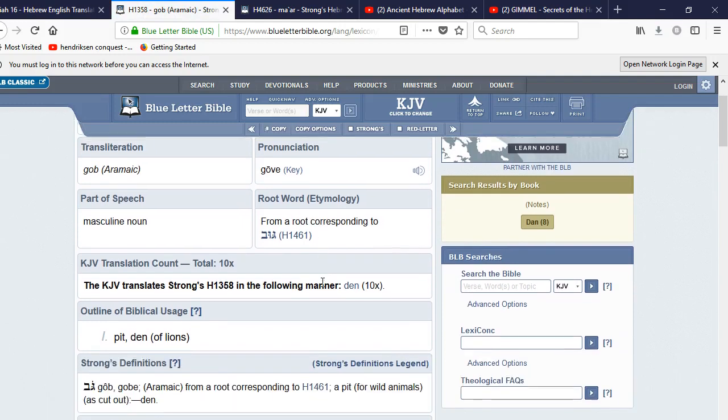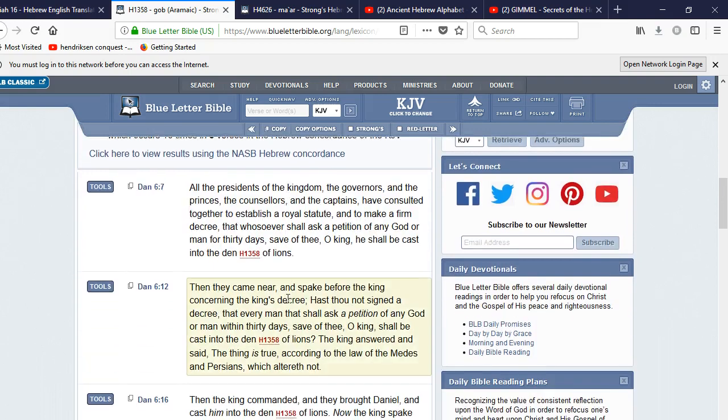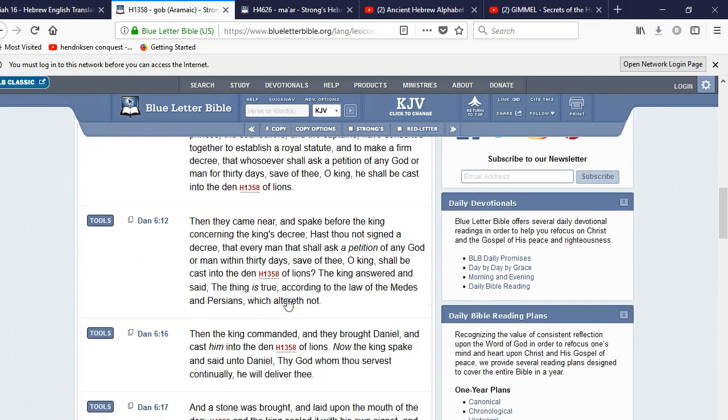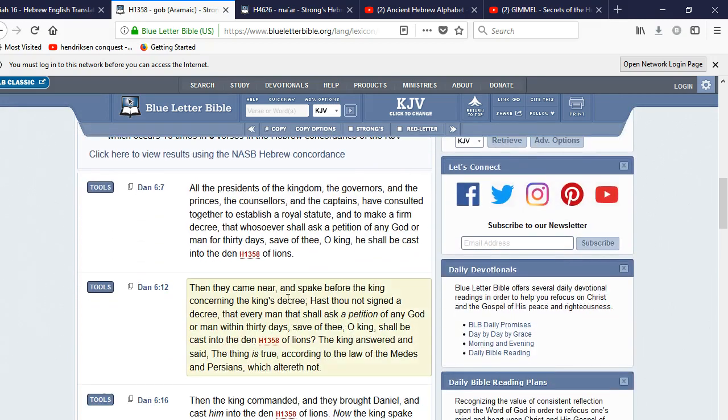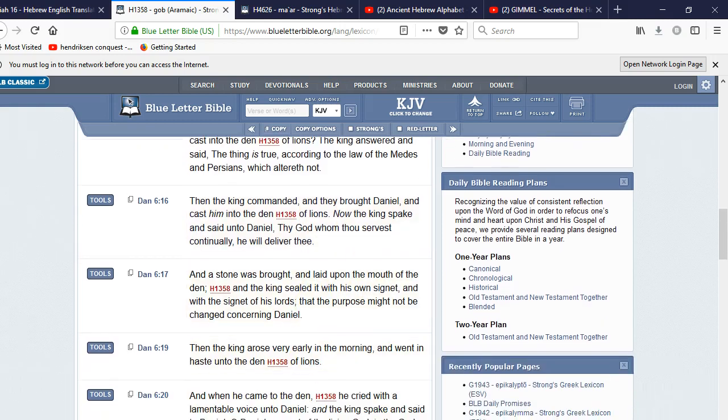And then we have another Aramaic Gab here, and it says a pit or a den of lions. We've got multiple occurrences, but all of these occurrences are in the 6th chapter of Daniel, where, of course, that's the story of Daniel and the lion's den. And we have things like, "O king, he shall be cast into the den of lions." Cast into the den of lions. Him into the den of lions. All right. So we see that.